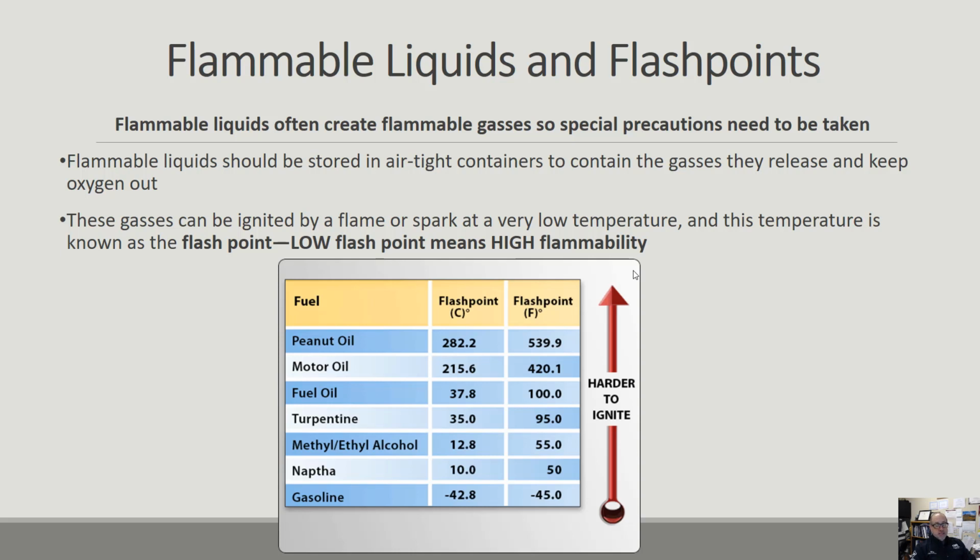Look at motor oil, it's up at 420 degrees. Peanut oil is 539. That's why they do a lot of deep frying with peanut oil, because it's got a much higher flash point, so it's much safer to use in kitchens. But knowing these numbers will help us, because we want to avoid stuff with really low flash points, because they're much more dangerous. And anything like that we need to keep in sealed containers so the gas can't escape. Remember, low flash point means very high flammability.